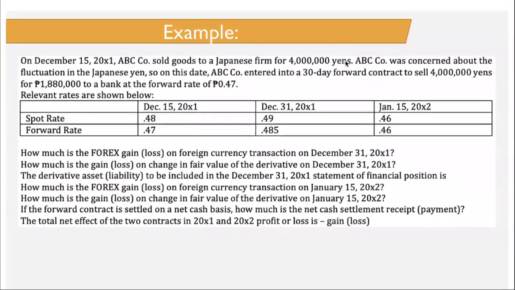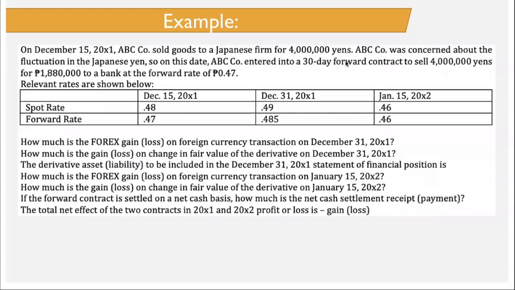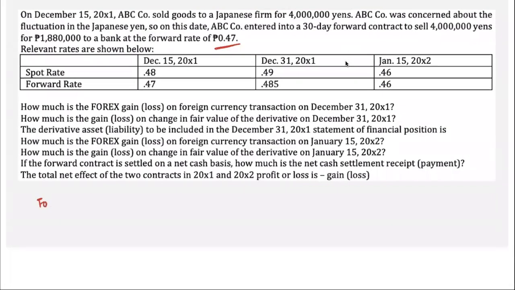Let's have an example. On December 15, 20X1, ABC Company sold goods to a Japanese firm for 4 million yens. ABC Company was concerned about the fluctuation in the Japanese yen. So on this date, ABC entered into a 30-day forward contract to sell 4 million yens for 1,880,000 to a bank at a forward rate of 0.47. Okay. So we account for two items here, the forex transaction, and then the derivative.